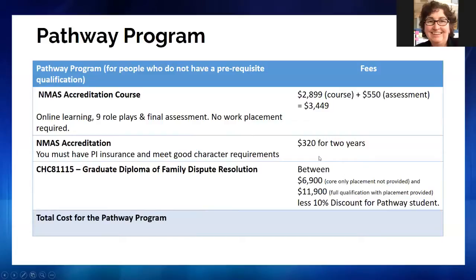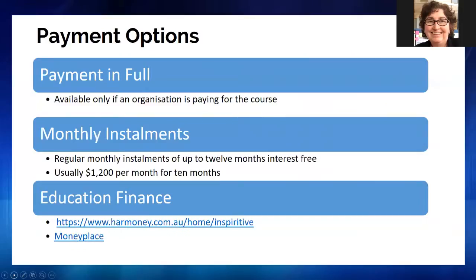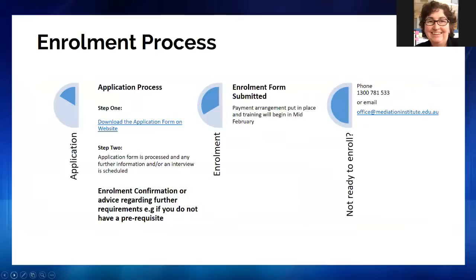So then the graduate diploma, you'd be eligible then to enrol, and your course fee is going to be between $6,900 and $11,900, depending on whether or not you need placement and whether you want the full qualification. We do provide a discount for our pathway students, so there's a 10% discount if you do the pathway off whatever this fee was. Right, so I've already spoken about this, so payment options, and here are the links to the education finance. You can also find those on the page on our website about the graduate diploma course.